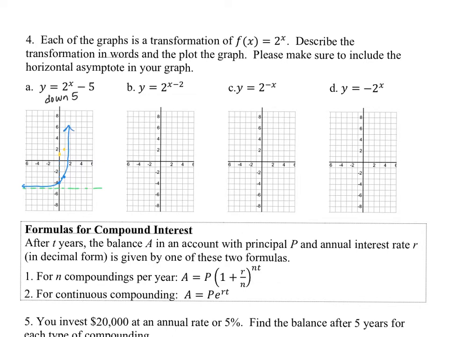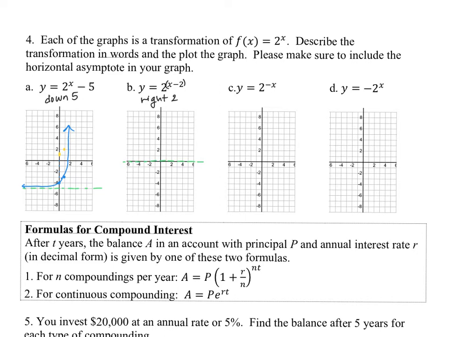Okay, I'm going to use transformations for the next one again. 2 to the x was the parent function. So if I make this x minus 2, this is like parentheses, this is going to the right 2. So if my horizontal asymptote was at y equals 0, if I move it to the right 2, it's still at y equals 0. Okay, so I do know that to be true.